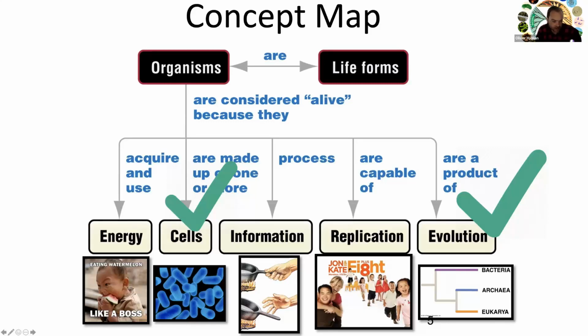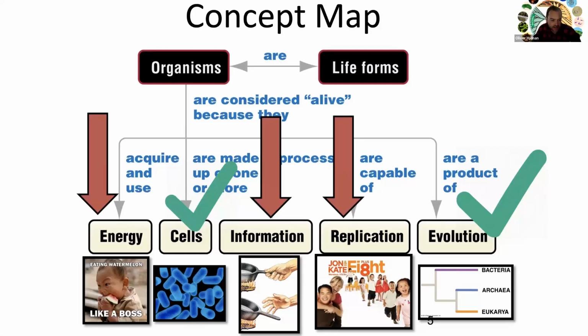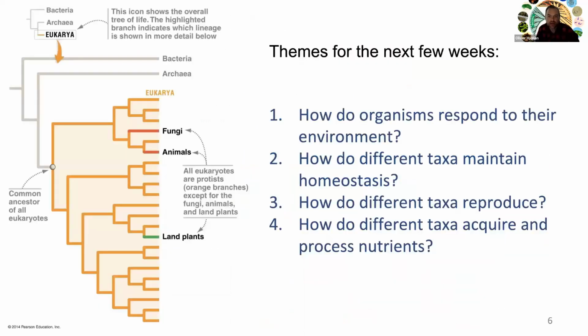So I want to work into these other three topics, and that's what we're going to be working on for the next couple of weeks. These ideas, basically, that organisms use energy, process information, and are capable of replication. So we're going to talk about how they do those three things. The themes for the next couple of weeks: how do organisms respond to their environment, how do different taxa maintain something called homeostasis, how do different groups of organisms reproduce, and how do different groups of organisms acquire and process nutrients. So we'll be covering this, like I said, for the next few weeks.